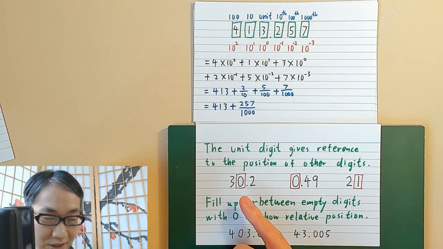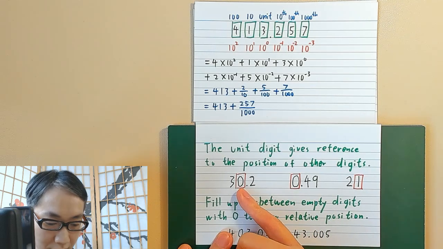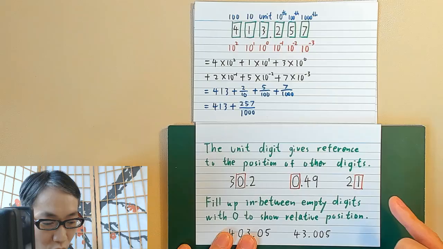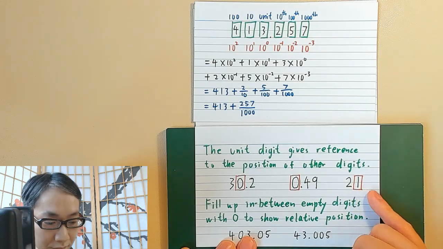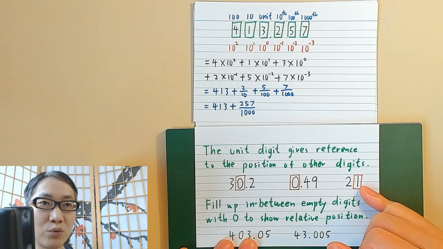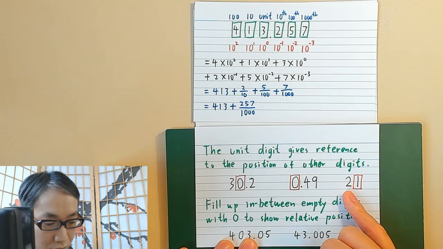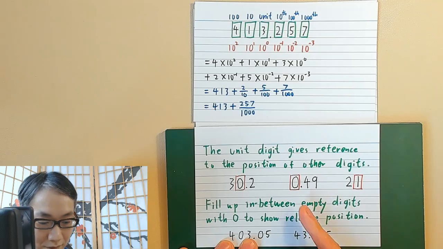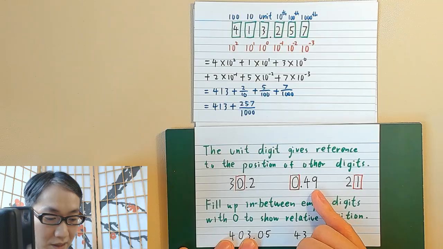The unit digit is the reference position. So the unit digit always has the decimal dot at the bottom right, if there are decimal numbers, or the unit digit is the digit on the right hand side, the rightmost, if it is not a decimal. So it gives us a reference to which digit is the unit. If it is the unit digit, then this is 2 times 10, or 20. This is less than 1. This is 4 times 1 over 10 plus 9 over 100.